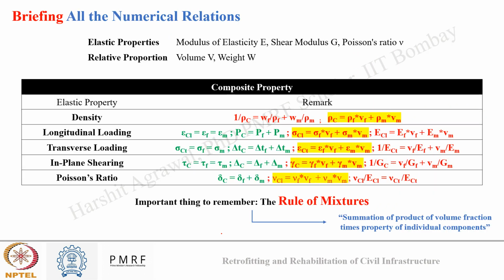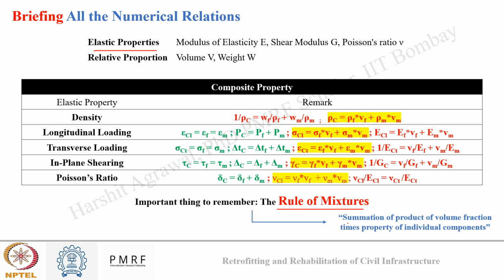Now, we ended the last session solving equations to calculate elastic properties of composite if properties of fibers and matrix are known. So just to summarize those formulas in a brief way, this table shows all the key relations. Now the question here comes, how to remember the relations? So there's just one rule to remember mostly, and that is the rule of mixture.